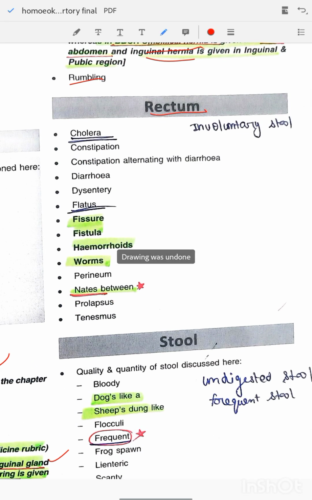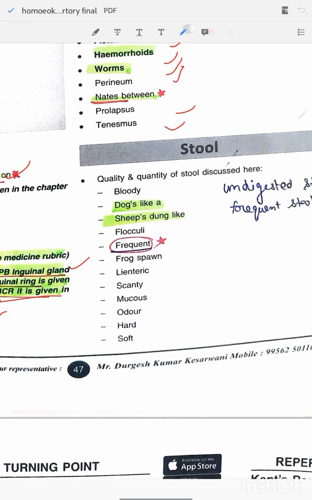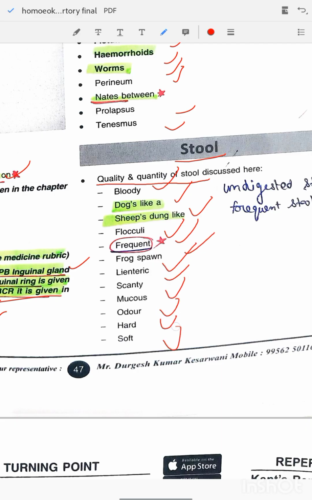Then we come to rubric rectum. It has cholera, constipation alternating with diarrhea, dysentery, flatulence, fissure, fistula, hemorrhoids, worms, perineum, nates between, prolapse and tenesmus. In stool, the quality and quantity of stool is discussed over here, such as bloody stool or dog-like or sheep dung-like, frequent, frog spawn, lientery, scanty, mucus, odor, hard, soft.